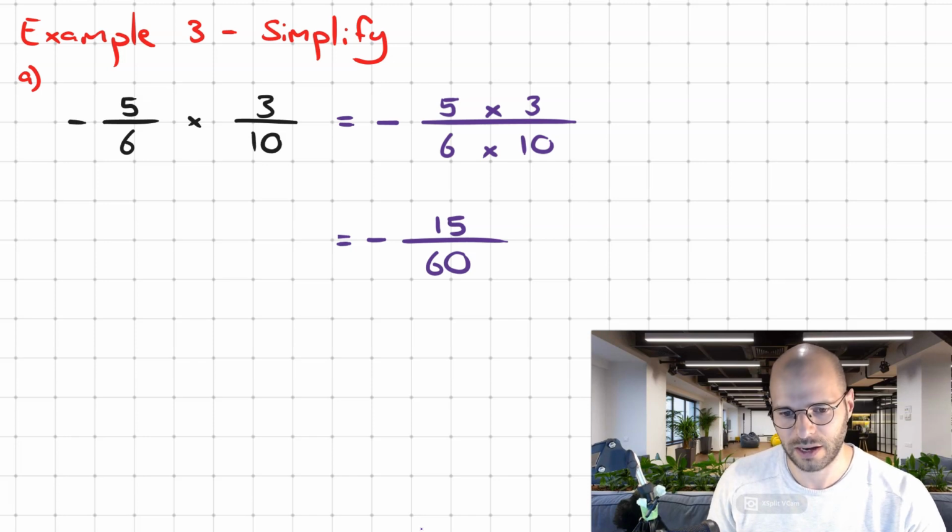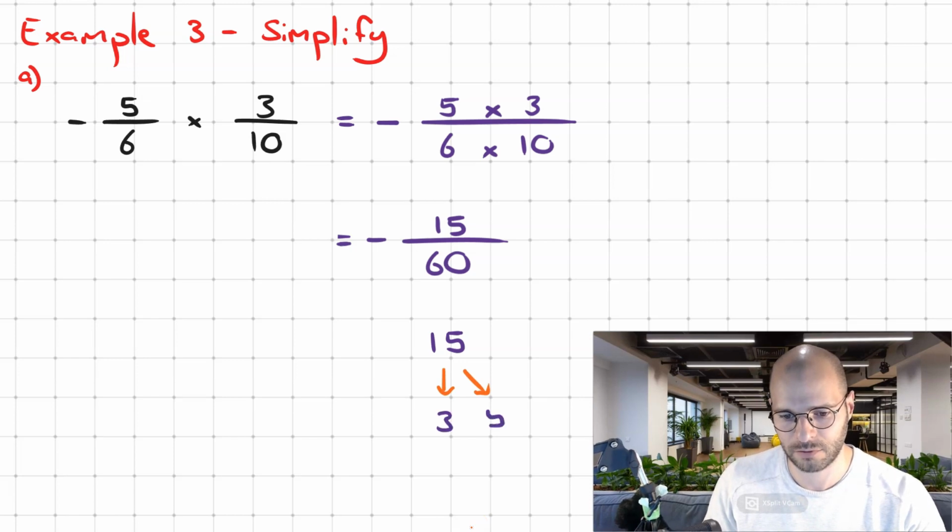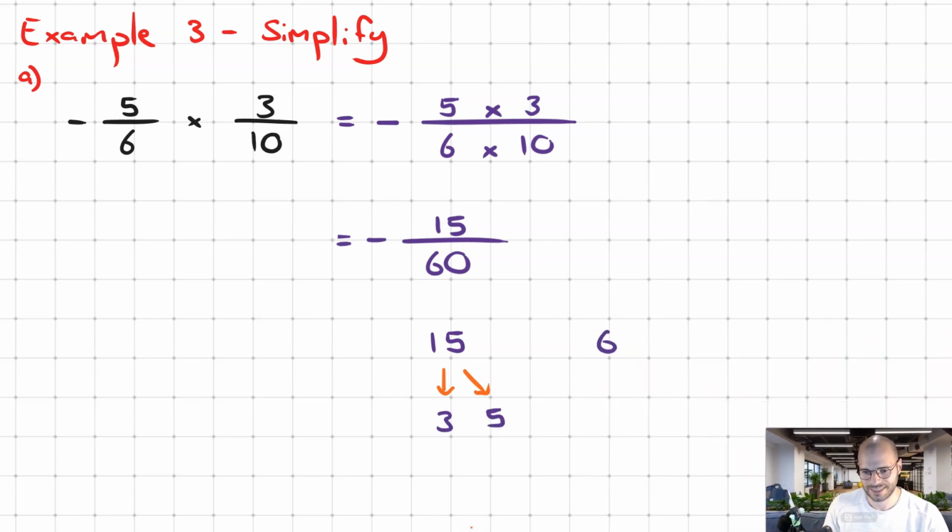To simplify, I draw my factor trees. We're going to go 15. Can I divide 15 by 2? No, but I can divide it by 3. If I divide it by 3, I'm going to get 3 and 5. For 60, I'm going to say, can I divide it by 2?